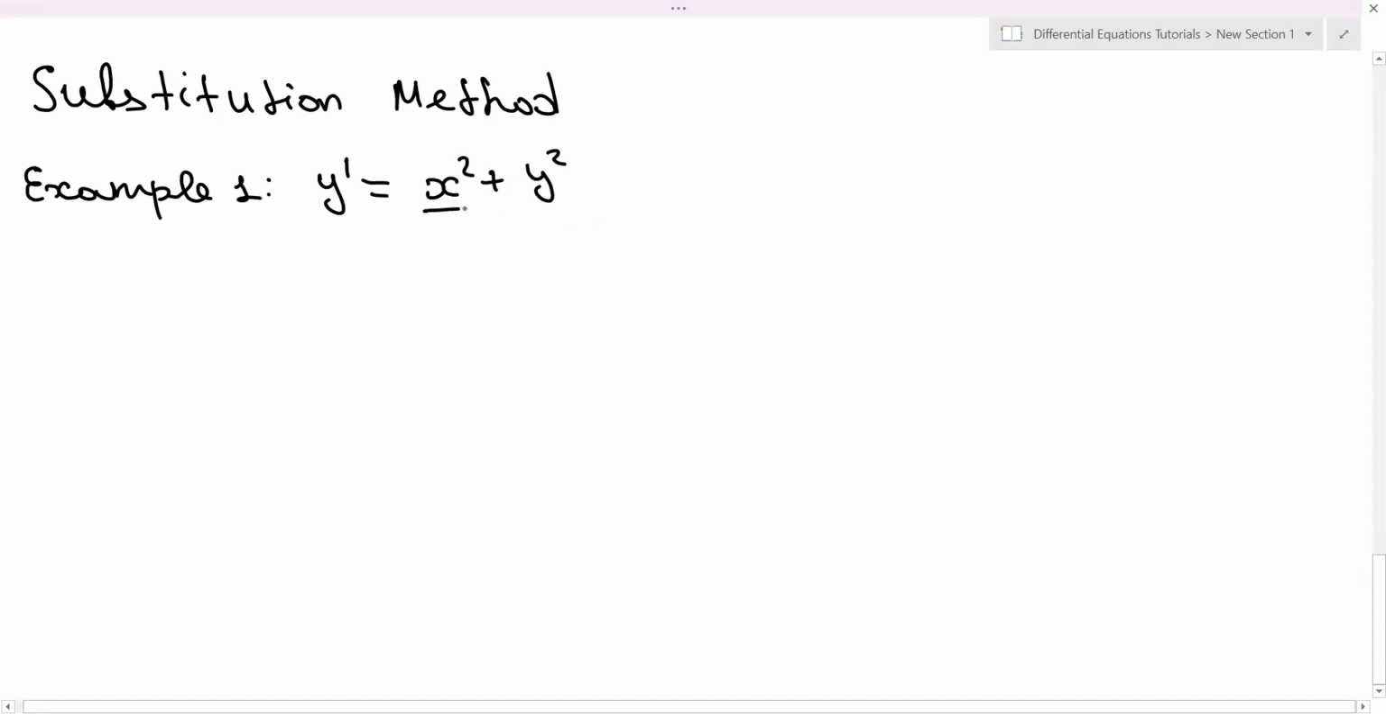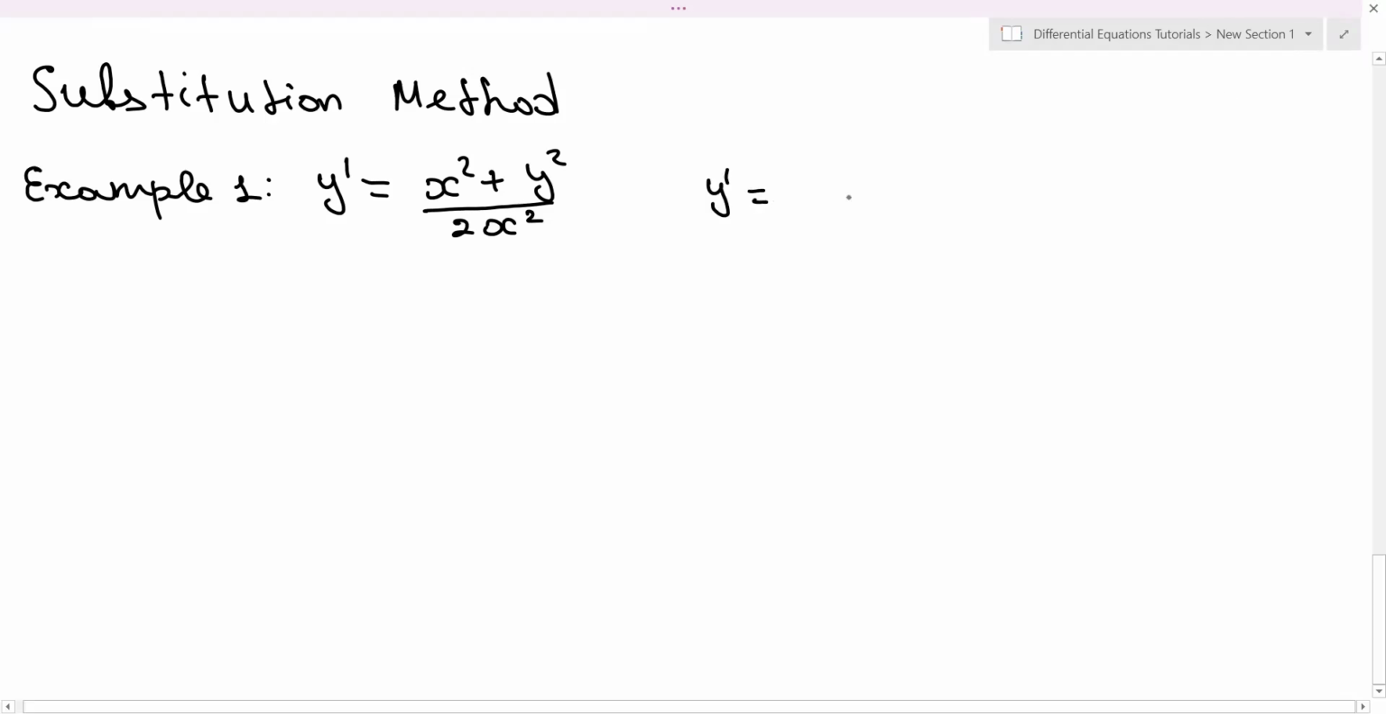We have y prime is equal to (x squared plus y squared) over 2x squared. This is different from our previous video, because there the variables were separable, so we could easily move the terms with x next to dx and the terms with y to dy. But this one is a little bit different because they are not separable. So what are we going to do?